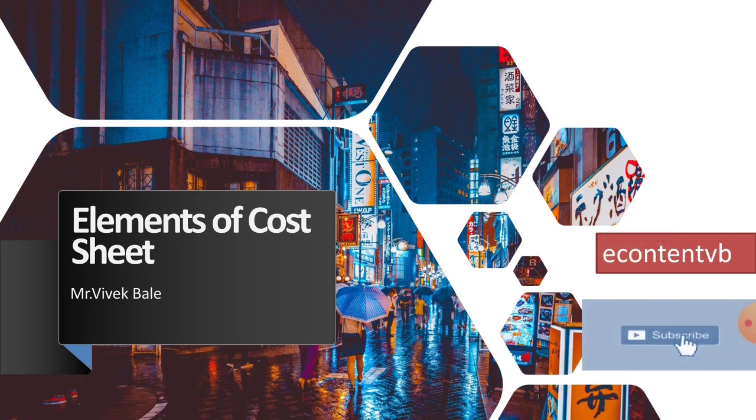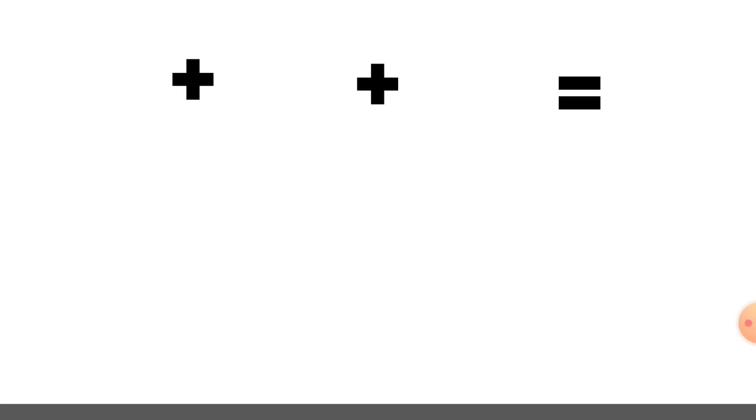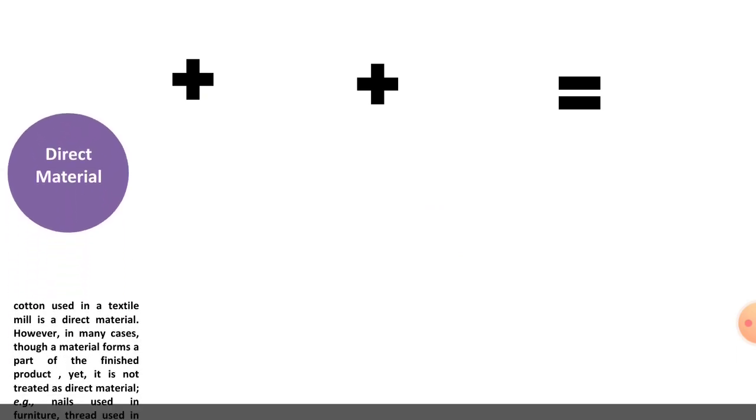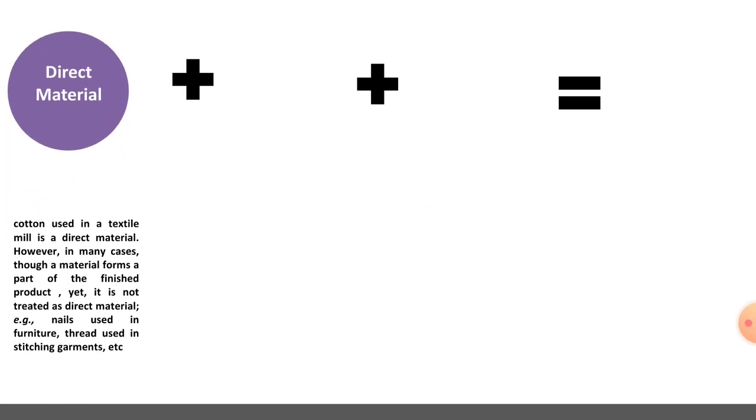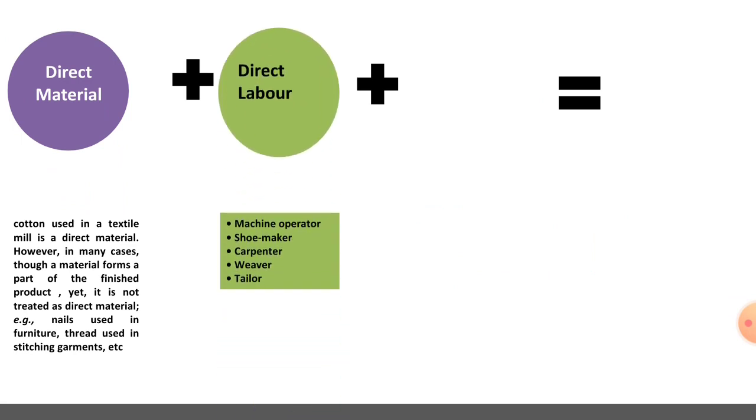So elements of cost sheet, as we already know, cost consists of material, labor and expenses. So while preparing the cost sheet, we should first understand these three elements, that is direct material, direct labor, direct expenses.